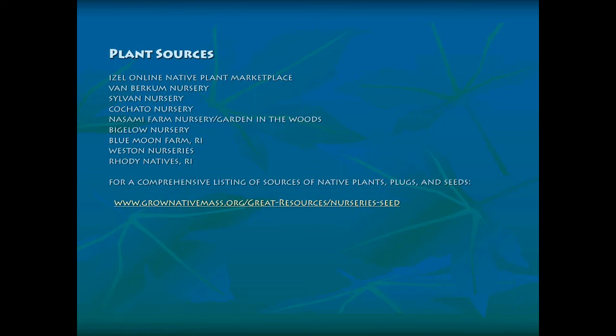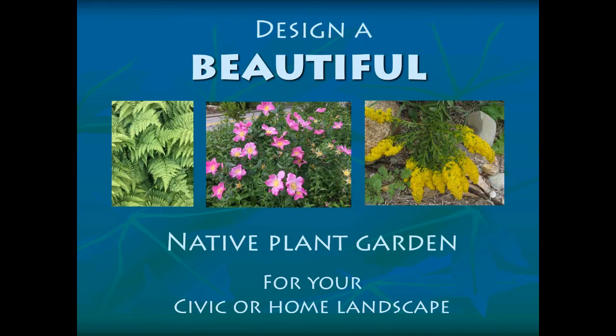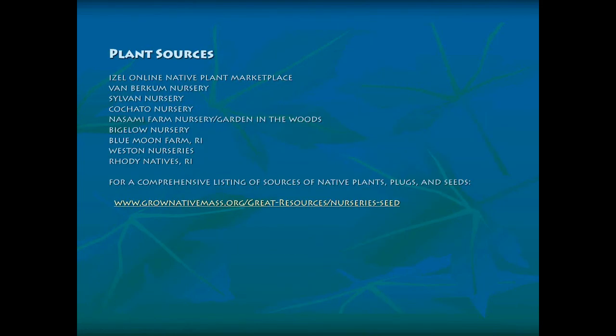Van Berkom has a line called the Wicked Ruggeds. They're New England natives that work really well in New England gardens, right? And a lot of the nurseries have a little icon next to all of the plants that are native. You'll find a lot of information in those catalogs. You have a picture of Rosa rugosa. Is that a native variety?